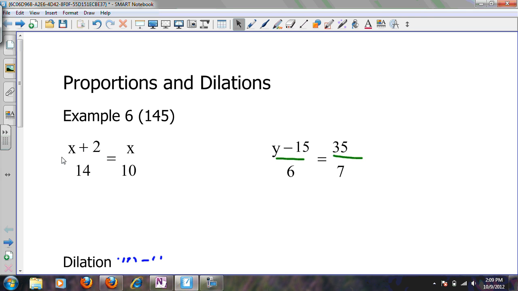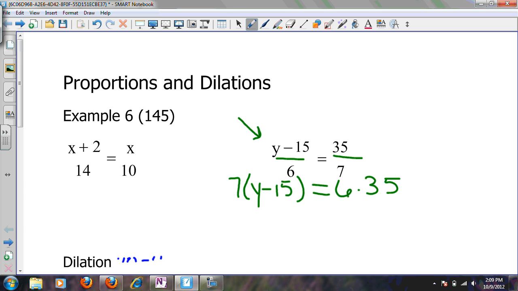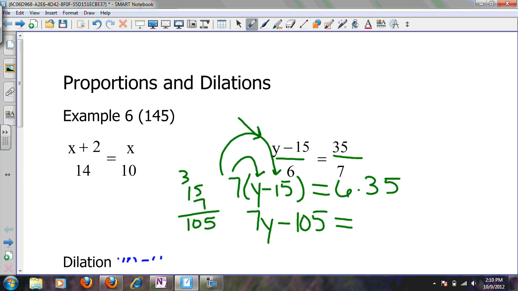Moving on to y minus 15 over 6 equals 35 over 7. I need to multiply the cross products. So 7 times the quantity y minus 15 equals 6 times 35. Distribute the 7. 7 times y is 7y minus 7 times 15. So 15 times 7 is 105, equals 6 times 35, that's 210.